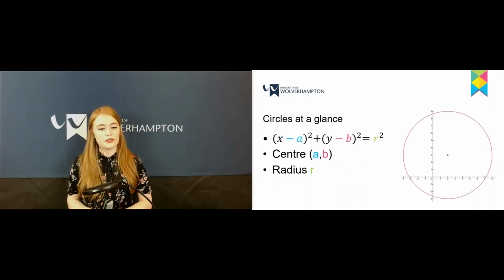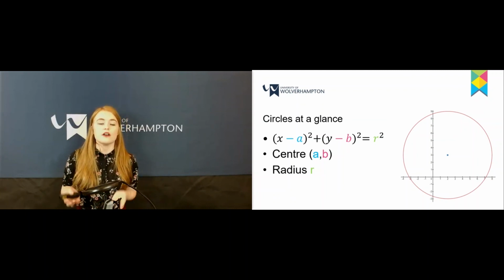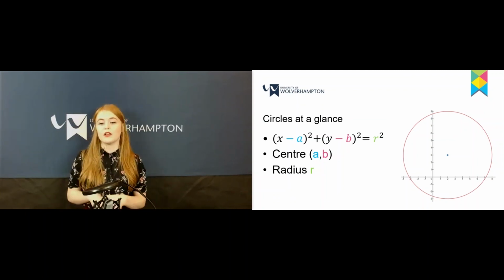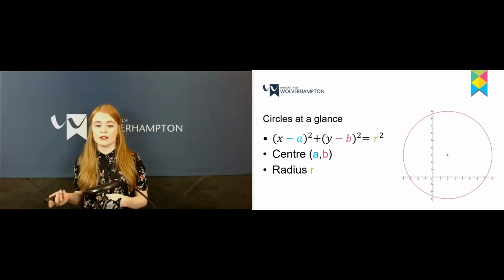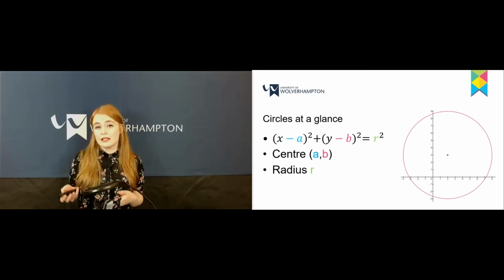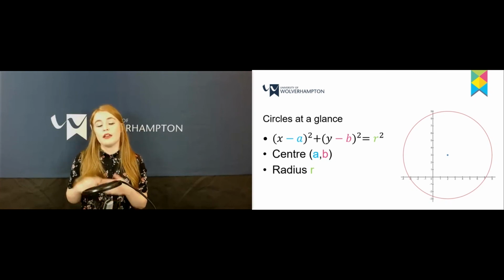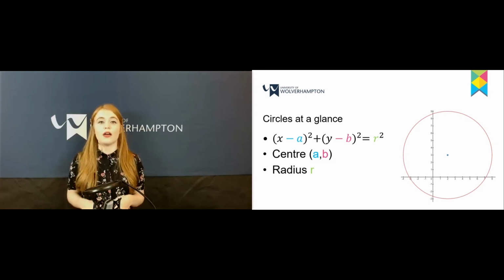And circles. So circles come in a formula of x minus a all squared plus y minus b all squared equals r squared, where the centre of the circle is at coordinates a and b, and the r is the radius of that circle.